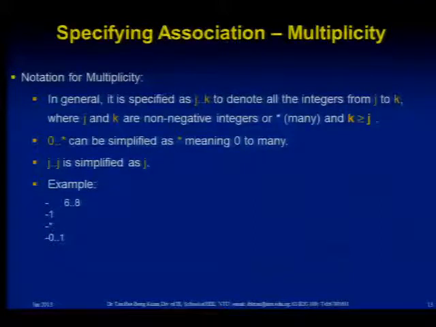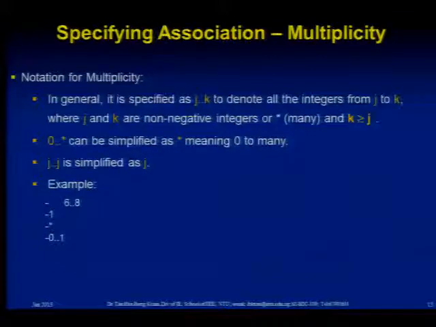There's another simplified notation we can use. You may have a situation J dot dot asterisk, following this format. If you have that, then you don't need to specify such a complete format. You can simply use asterisk. That means many: can be 0, 1, 2, 3, 100, any number. So 0 dot dot asterisk can be simplified as asterisk, meaning any value.